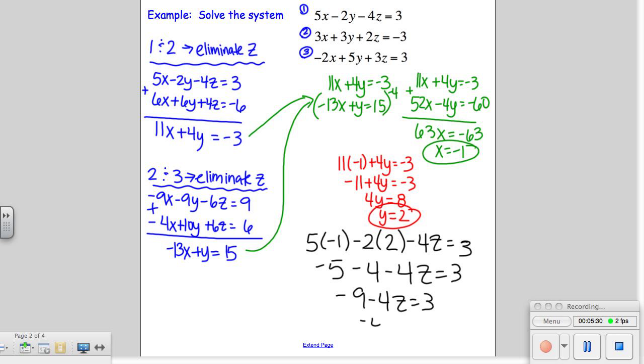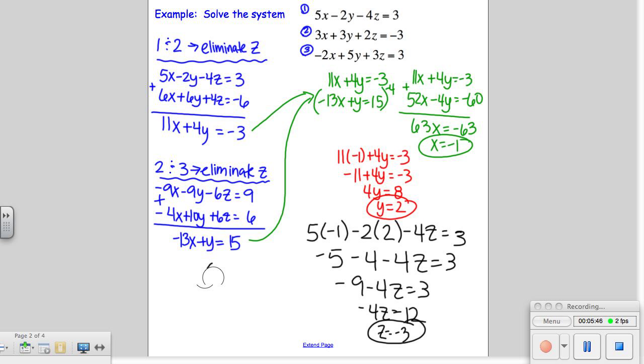Negative 9 minus 4z equals 3. So negative 4z equals 12 when I add 9 to both sides. And z is negative 3. So now I've found my x, my y, and my z. And we like to write it as an ordered pair, x, y, z. So we get negative 1, 2, negative 3. And that would be my answer.